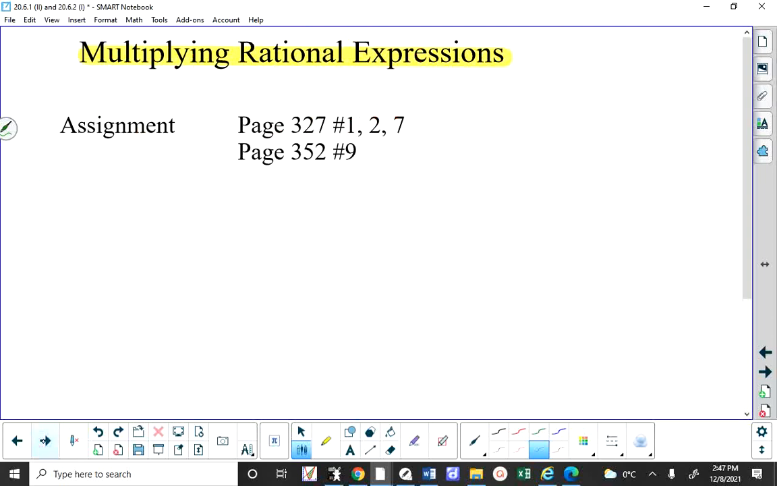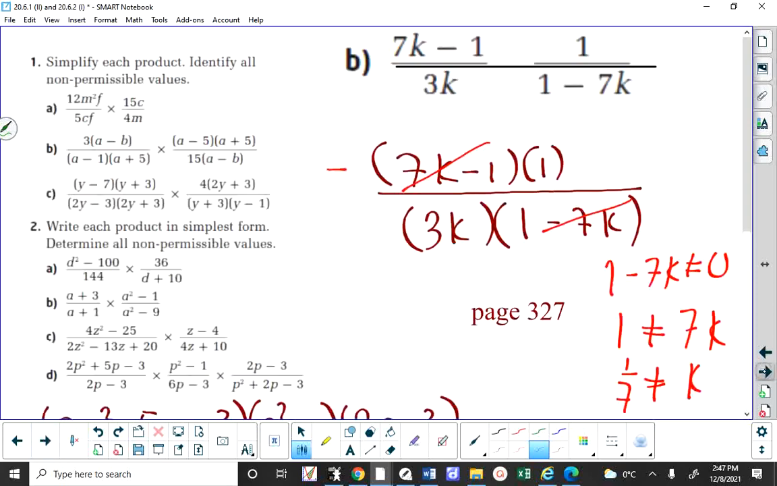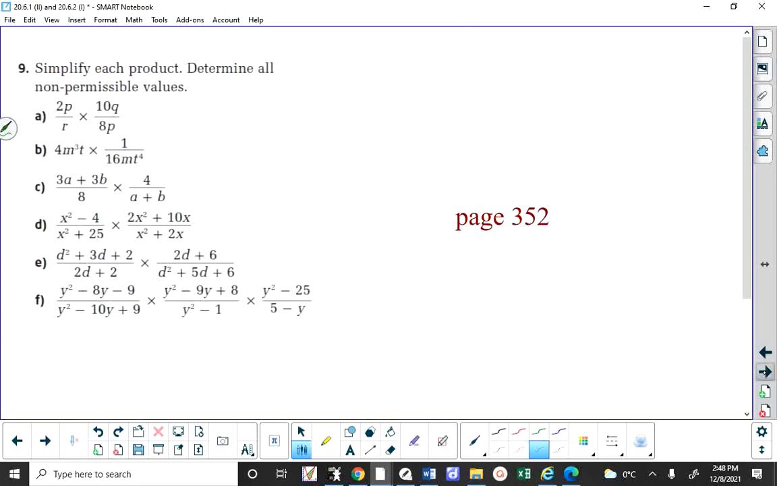That's it. This is just practice. Factor, cancel, factor, cancel. There are also some questions here. I guess I better look at, you don't have page 352 on your handout, do you? Let me take a look at what that is. Yeah, I think you could do some from 352 as well. You don't have to do all these. You know what you have to be able to do? You have to be able to do all of them.